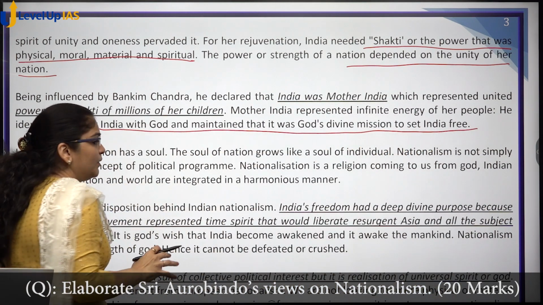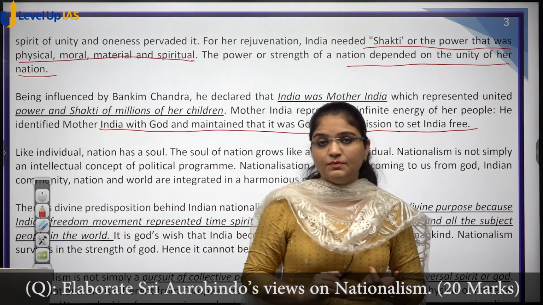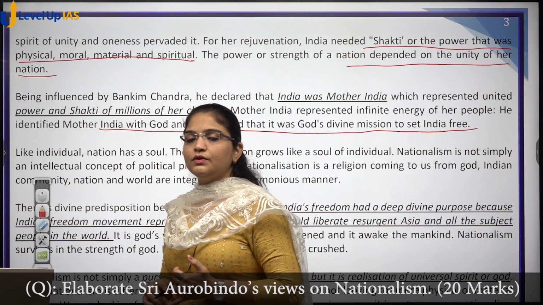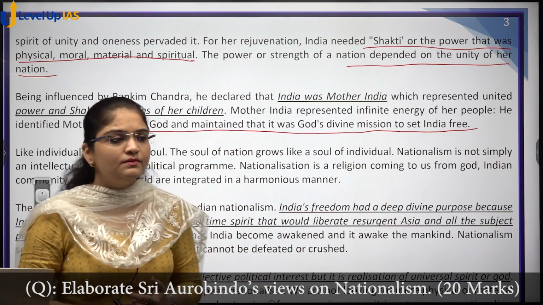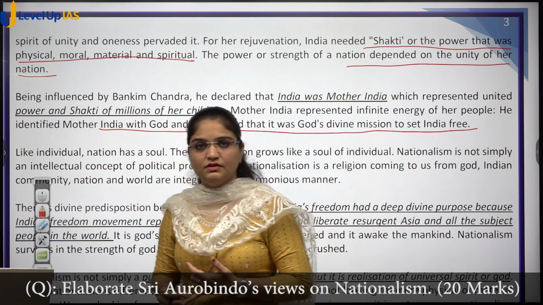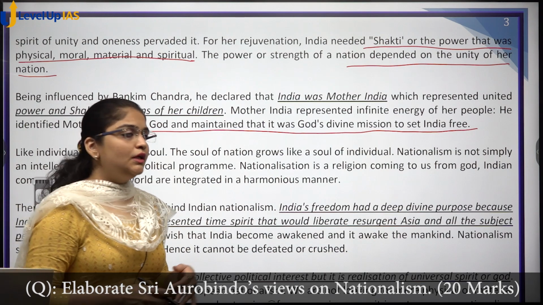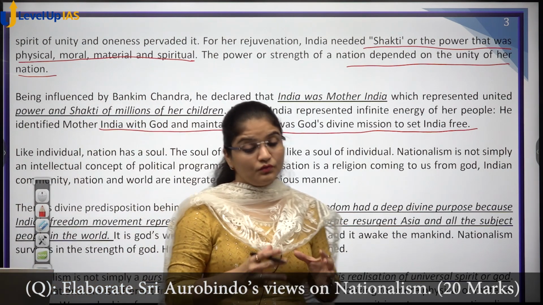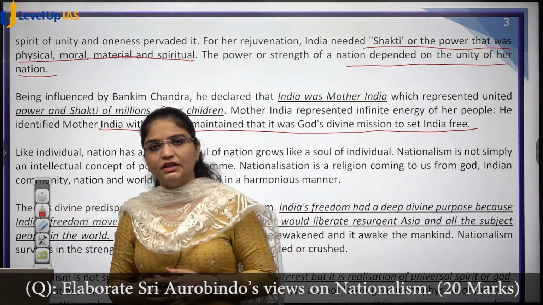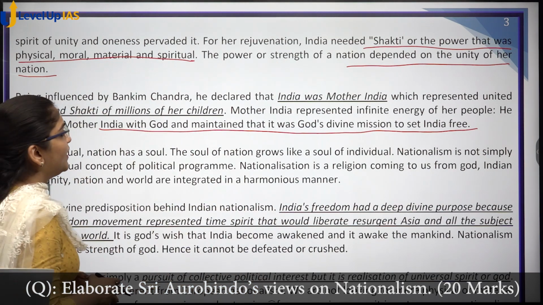Now we come directly to the philosophical basis. So first we have spoken about why he spoke so much on nationalism. What was the need that India needed the philosophy of nationalism, okay. Who was the influence on him? The influence was Bankim Chandra. And what was the idea that he derived from Bankim Chandra? The idea of Mother India, okay, right.